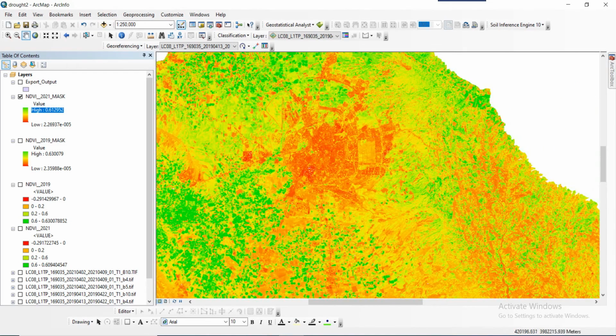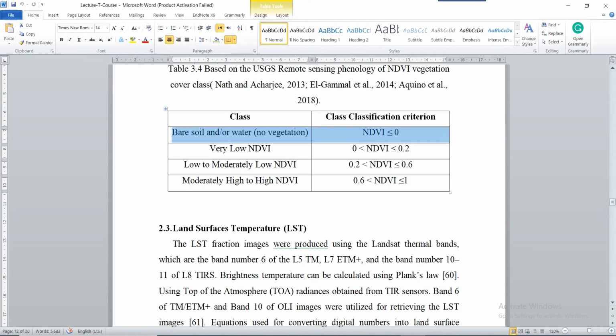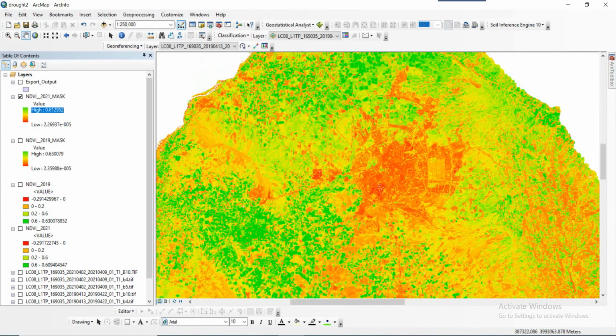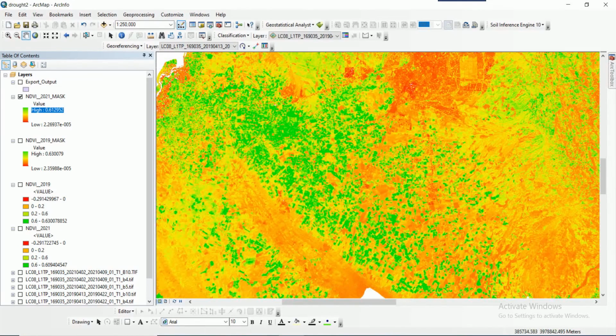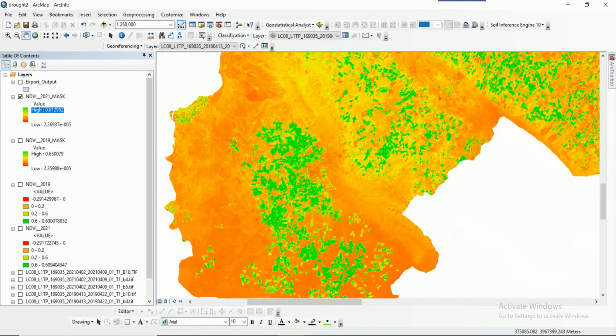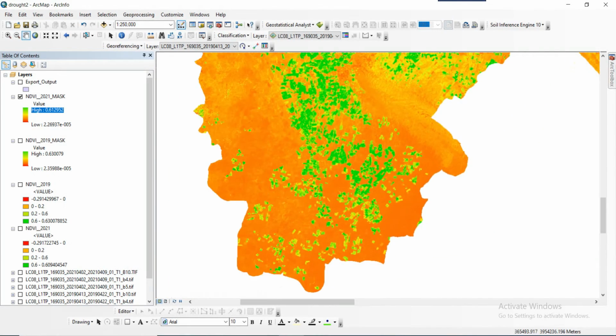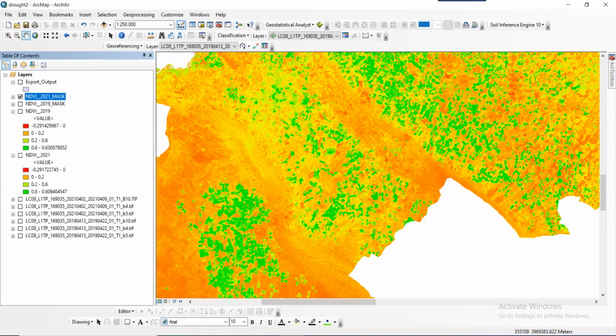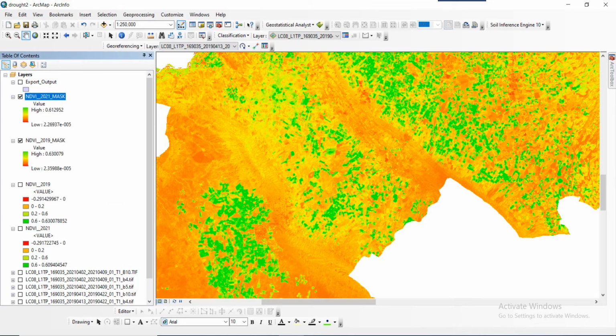So we can, depending on the classes represented in this table, also take these minus values out of the calculation from the masking process. So we have NDVI, we calculated NDVI for these two years, and we made a mask for these two NDVI.